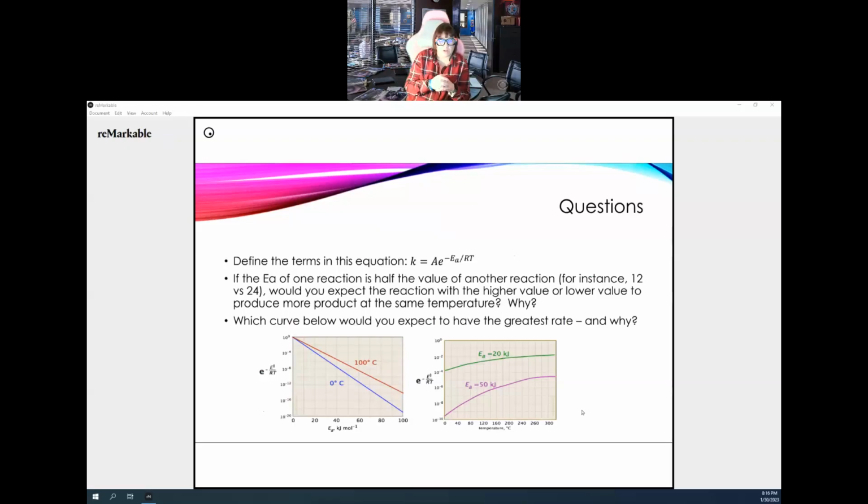Which curve below would you expect to have the greatest rate and why? We have two things that are plotted here. We're looking at e to the negative Ea over RT versus Ea. You can see that the 100 is here and the 0 is there. We can also see this in terms of temperature. We can see that our Ea in this one is 20 kilojoules and this one is 50 kilojoules. Which would I expect to have the greatest rate? Well, I would expect the one that's represented by the Ea of 50 kilojoules. Questions on that?